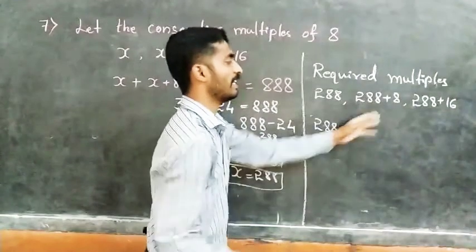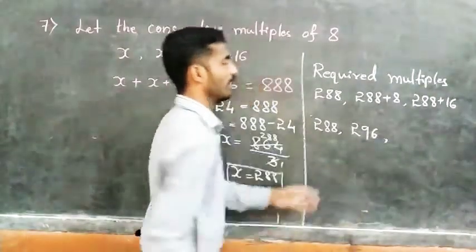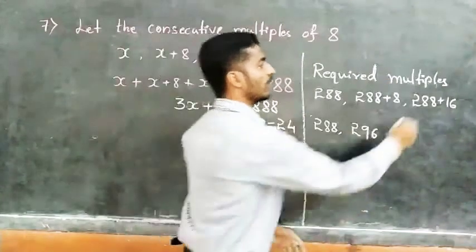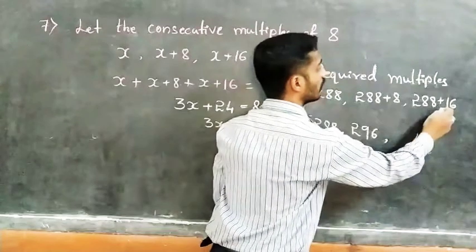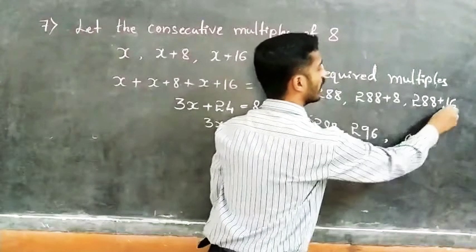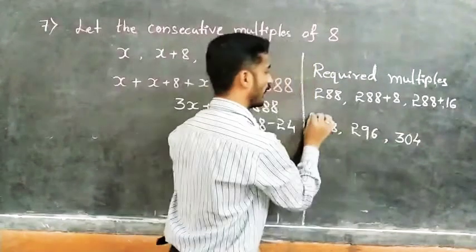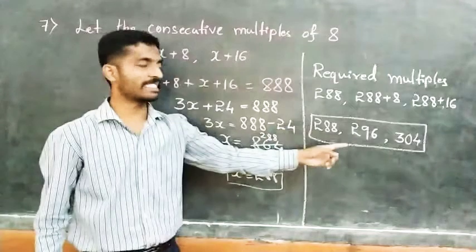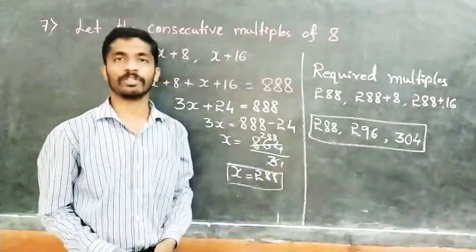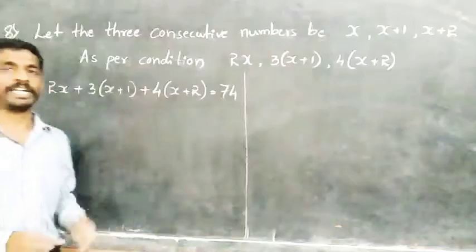Now you add. If you add 8 you will get 296. If you add 16, 8 plus 6 is 14, carry 1, so it will be 0, next one will be 10, so 2 plus 1 will be 3. So the required numbers are 288, 296 and 304. Understood the concept? Once you do it yourself, you will get the 8th problem.